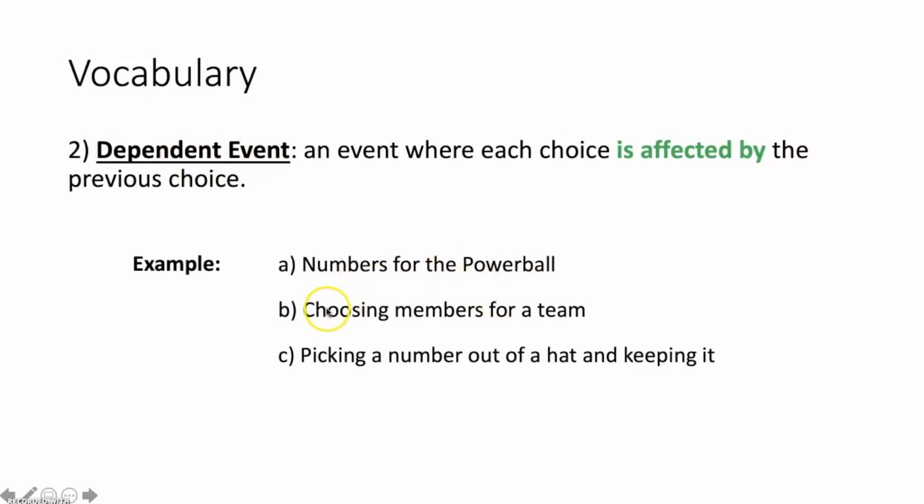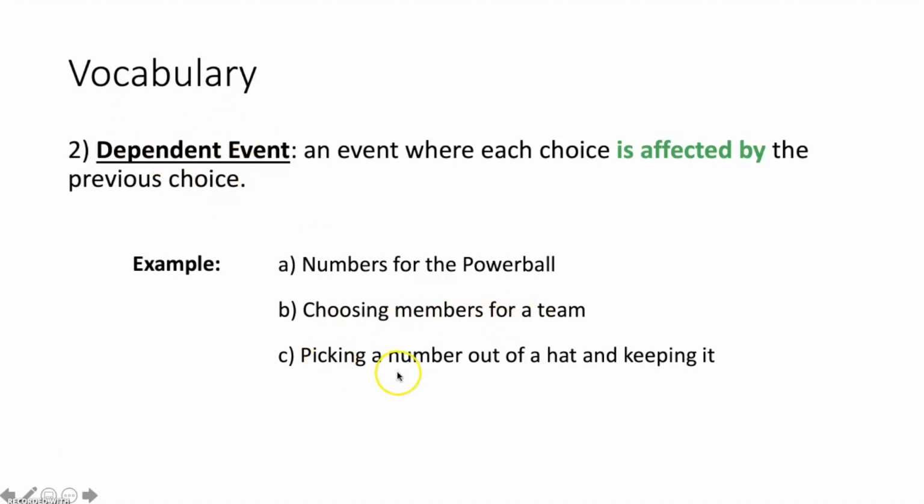Next, you have choosing members for a team. So let's imagine for a second there's 12 people who want to play a volleyball game, and 2 of the people are chosen as team captains. When the first team captain chooses someone to be on their team, that choice then affects the next team captain's choice, because they have one fewer person to choose from. They can't choose the person that was already chosen to be on the other team. So because that first choice affects the next person's choice, choosing members for a team would be considered a dependent event.